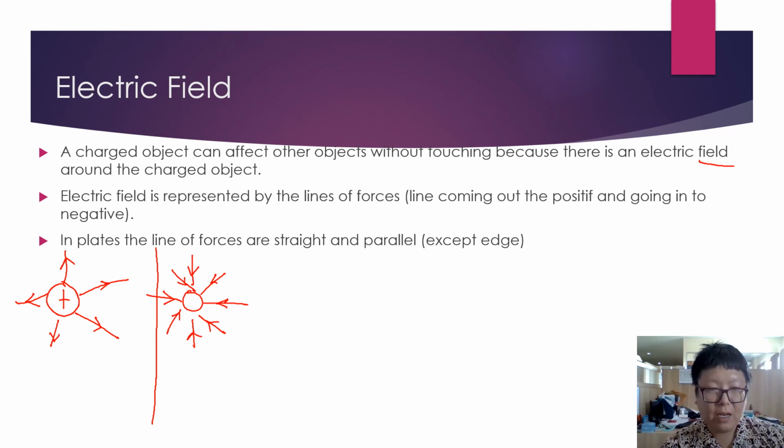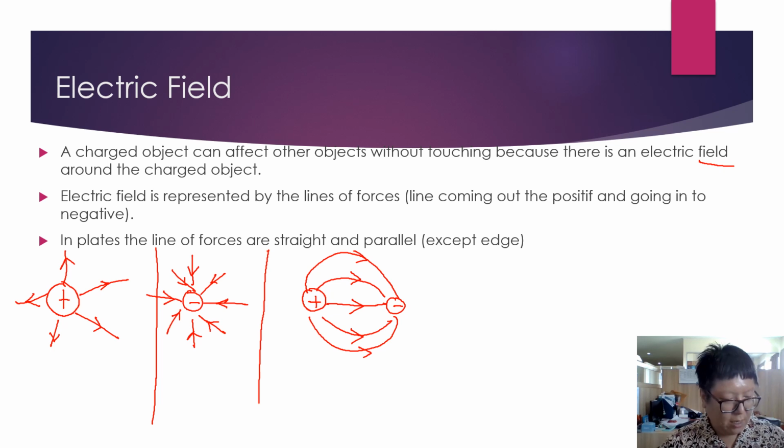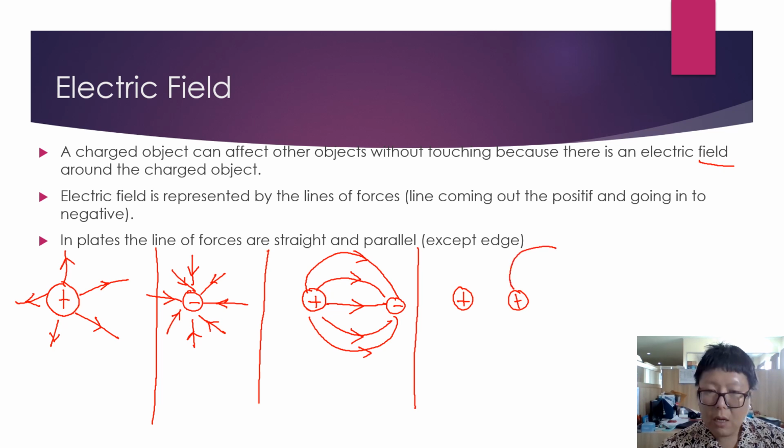Then how about if there are two different charges, or unlike charges? The electric field will be like this. One is positive, the other is negative. The electric field goes from the positive into the negative, like this shape. Then how about two same charges, for example positive and positive? They will repel, right? So here is the field.